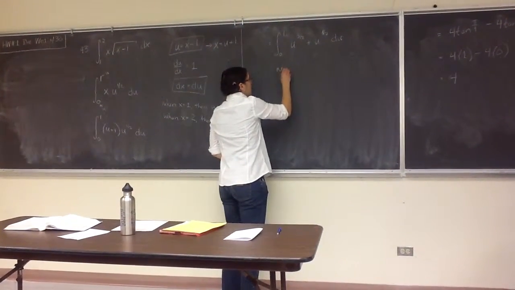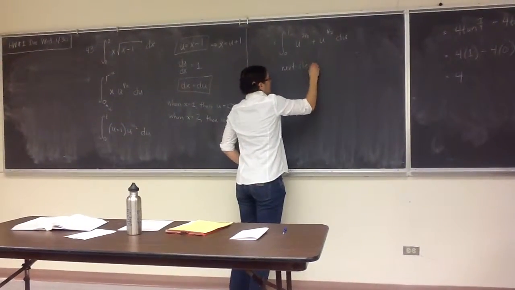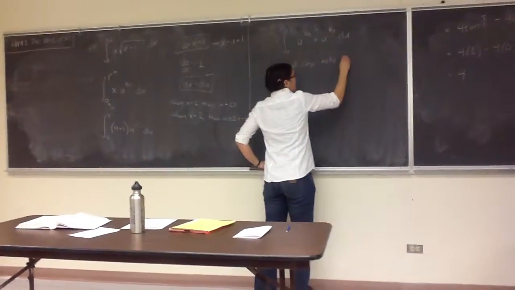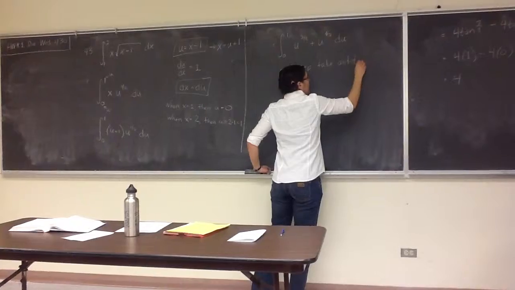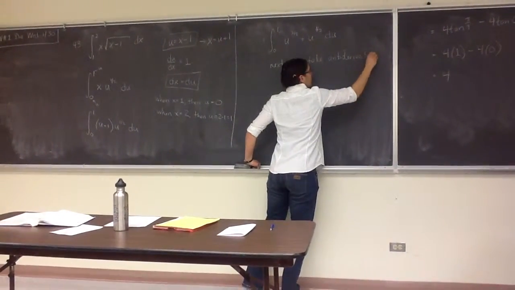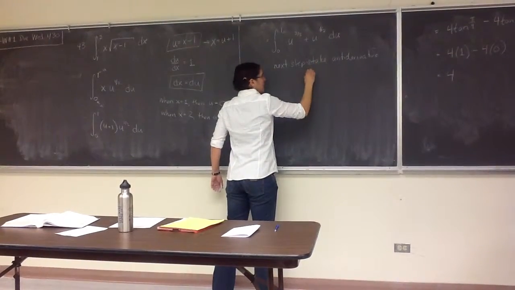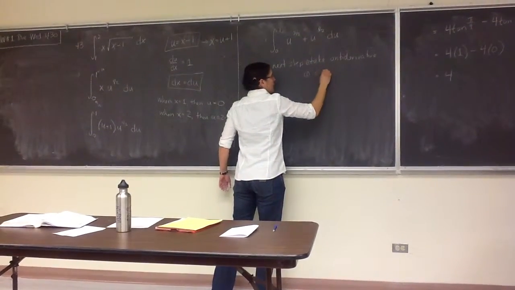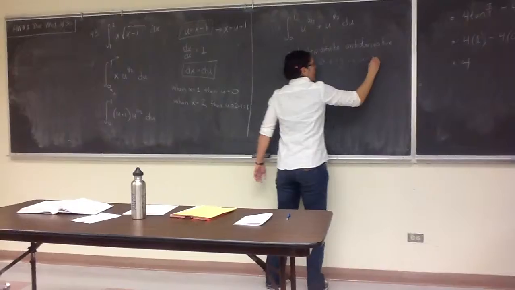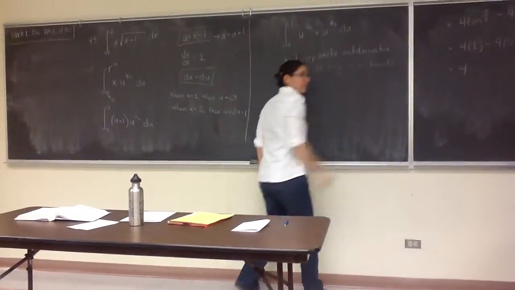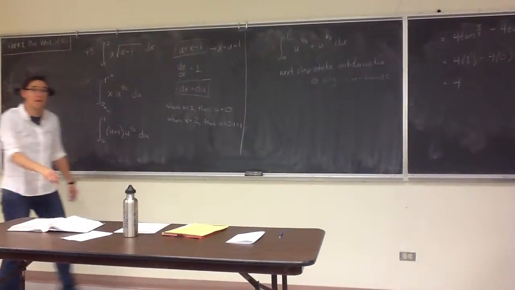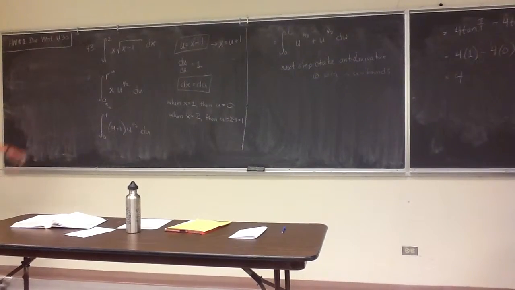Next step is to take the antiderivative. And then the next step after that is to plug in the boundaries. Plug in the u bounds and subtract. Okay, any questions about this one?